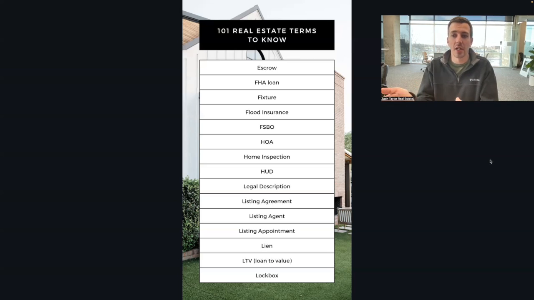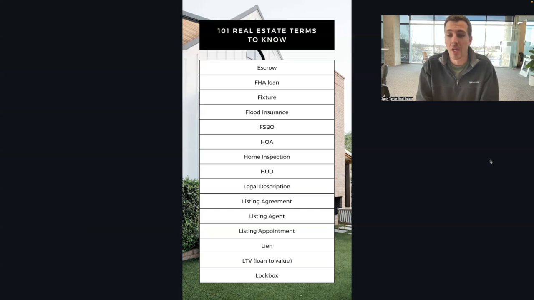HOA. Homeowners Association. You'll see these a lot in neighborhoods. It's kind of a governing body that sets rules for the community. The intent with a lot of the HOA communities is to establish the same set of rules and guidelines to help protect the property values of the homes in that neighborhood and help everybody appreciate steadily because they're all uniform.